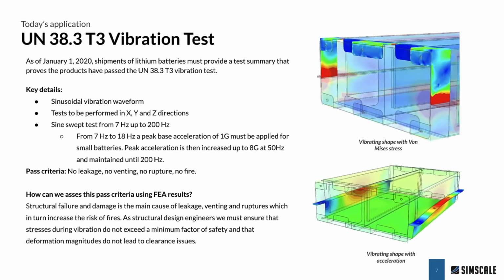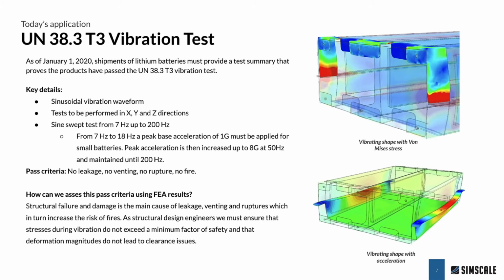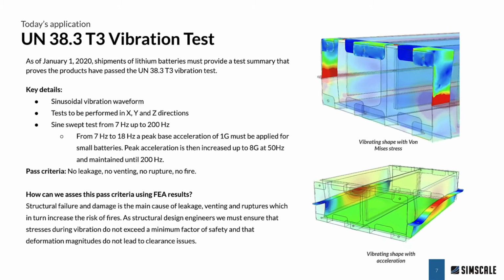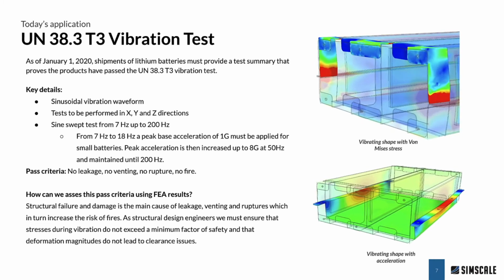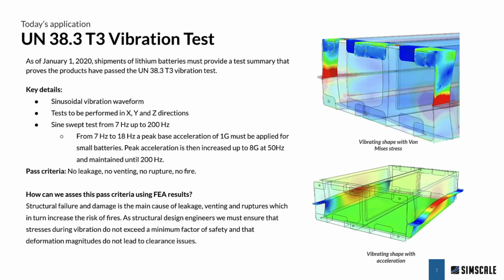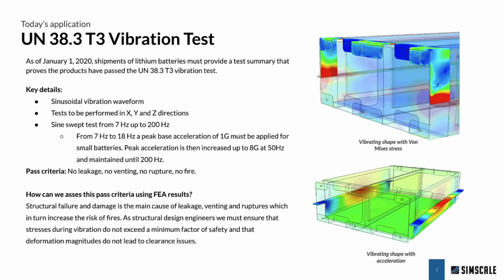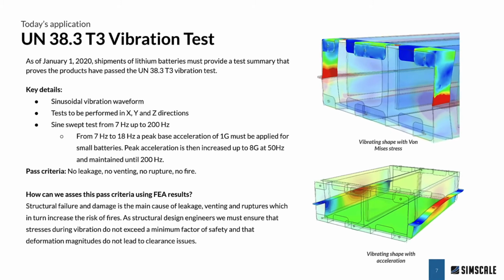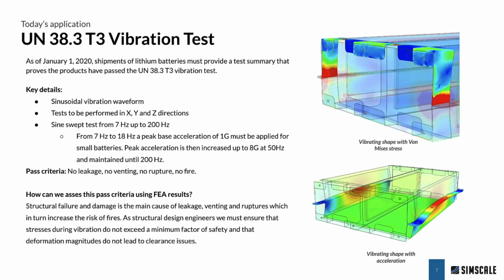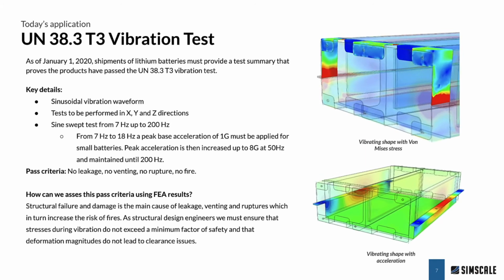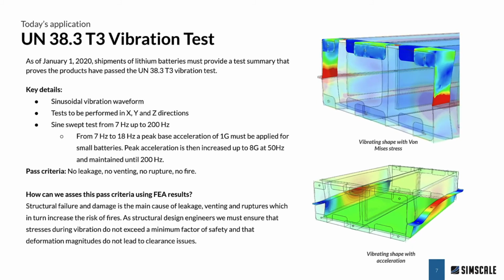So how does FEA help within the context of such a test? Well, structural damage or structural failure is the main cause of leakage and venting or ruptures within batteries. And these in turn lead to or increase the risk of fires. So a design engineer has to ensure that stresses during vibration do not exceed minimum factors of safety, and must ensure that deformation does not lead to any clearance issues.